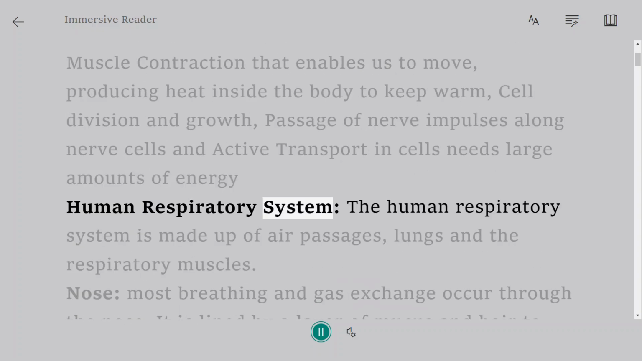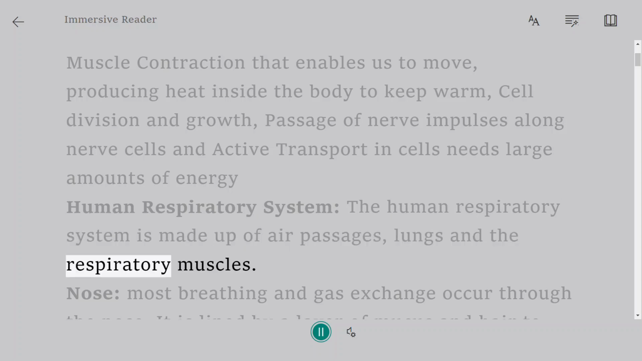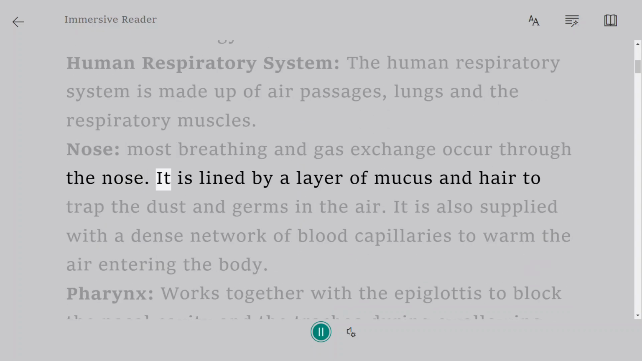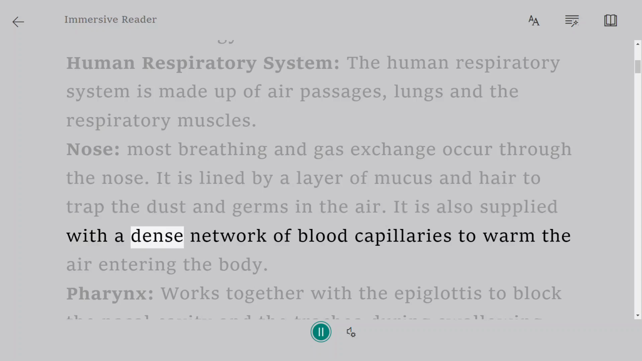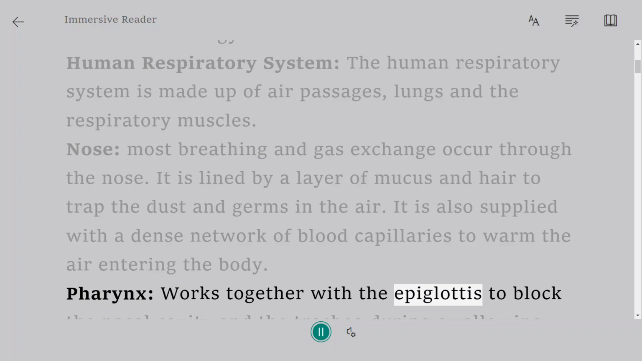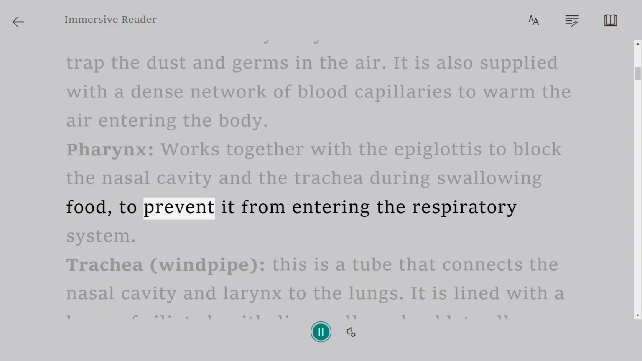Human respiratory system. The human respiratory system is made up of air passages, lungs, and the respiratory muscles. Nose. Most breathing and gas exchange occur through the nose. It is lined by a layer of mucus and hair to trap the dust and germs in the air. It is also supplied with a dense network of blood capillaries to warm the air entering the body. Pharynx works together with the epiglottis to block the nasal cavity and the trachea during swallowing food, to prevent it from entering the respiratory system.